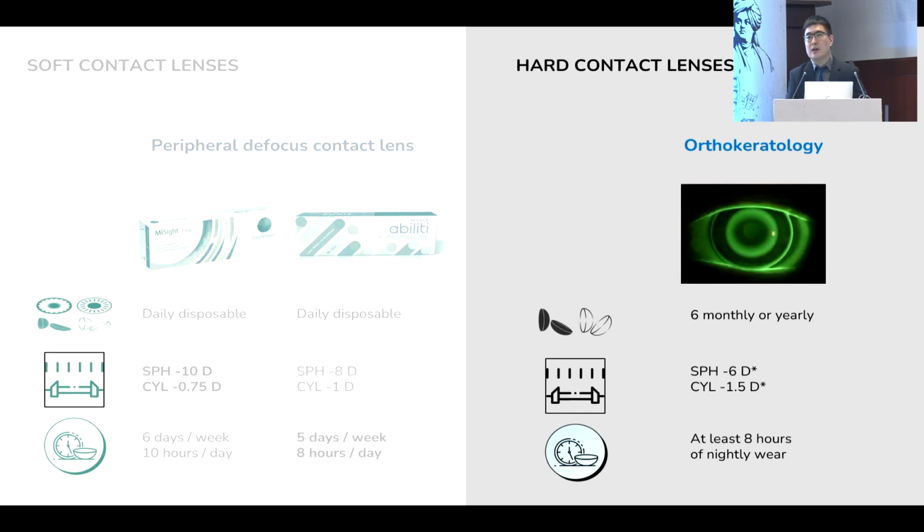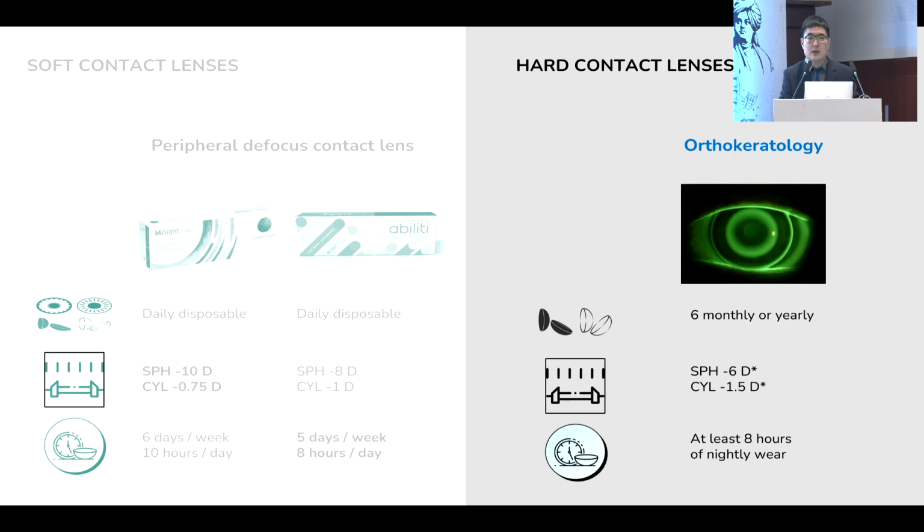And subsequently, we have the hard contact lenses. They are more difficult to wear, as you know, because they're hard contact lenses, so it needs a bit more coaxing and training for the child. And this is the orthokeratology lenses. They are worn at night. And usually they have to be changed every 6 months to a year, because they get damaged, contaminated, or cracked.